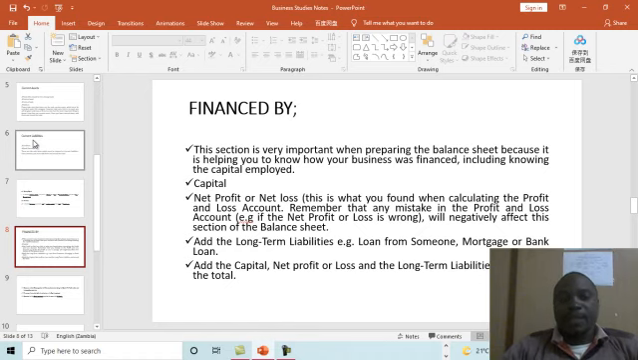Then after, you must add the long-term liabilities. You add them, such as a loan from someone, mortgage, or bank loan. Long-term liabilities, these are debts that you owe but will require you to take some more time or years to repay back. Then after that, you add the capital, you add the net profit or loss and the long-term liabilities, and then you record the total.